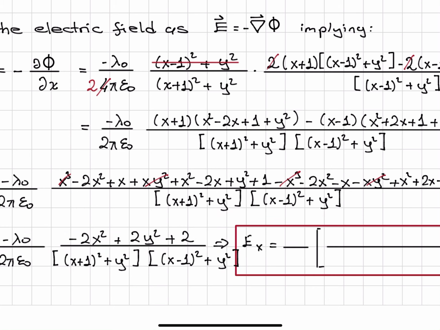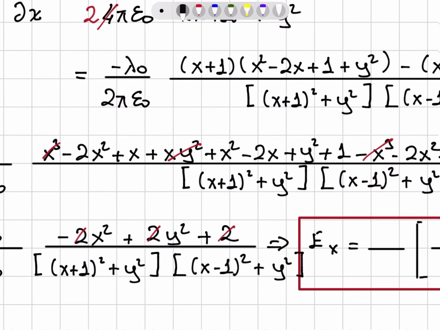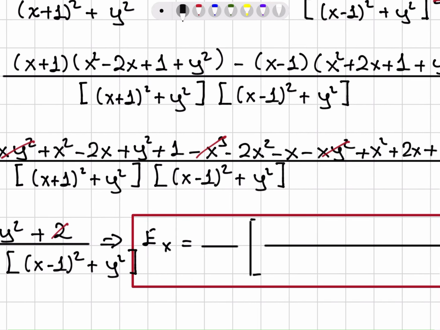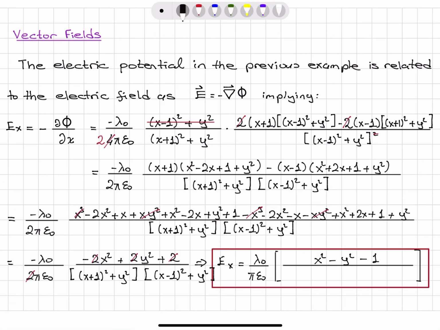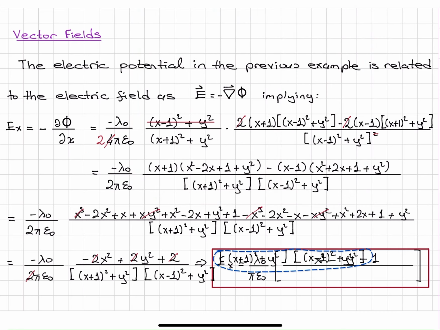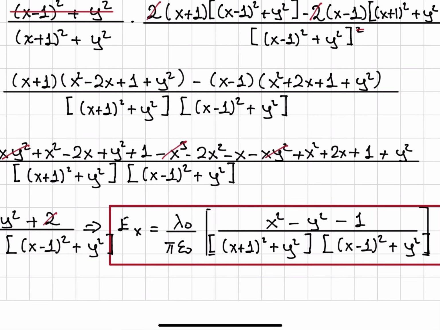Now we can write our final answer also considering the cancellation of these twos here. The x component of the electric field is lambda 0 over pi epsilon 0 times x squared minus y squared minus 1 divided by the same term here. So this is our final answer for the x component of the electric field.